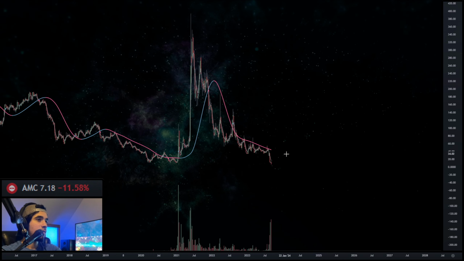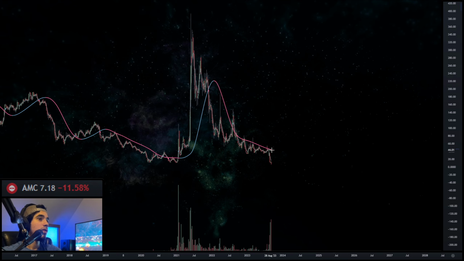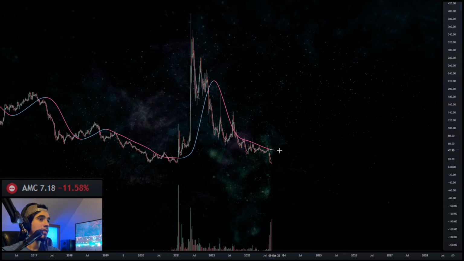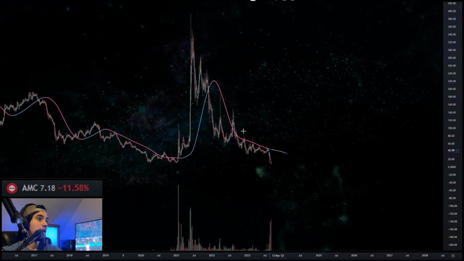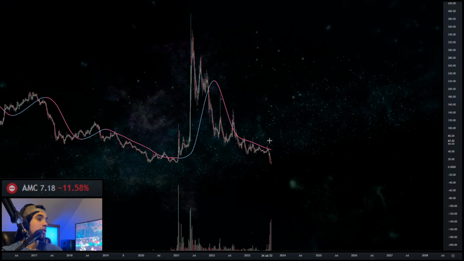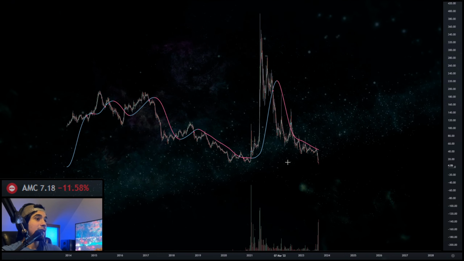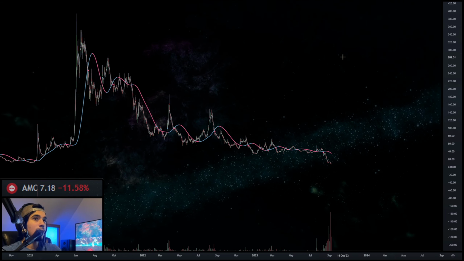This line right here is being rejected every single time that we come up to it. And if you keep drawing the projections, this is trading right around the $40 range. So from these levels, that's like a 500-600% move. And we're at all-time lows again, right? We're trading at all-time lows.